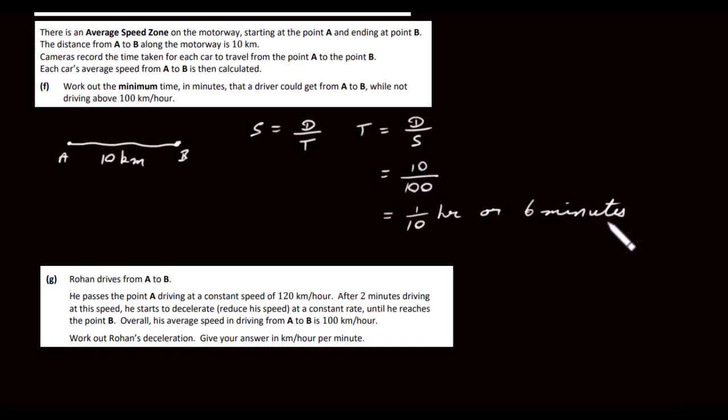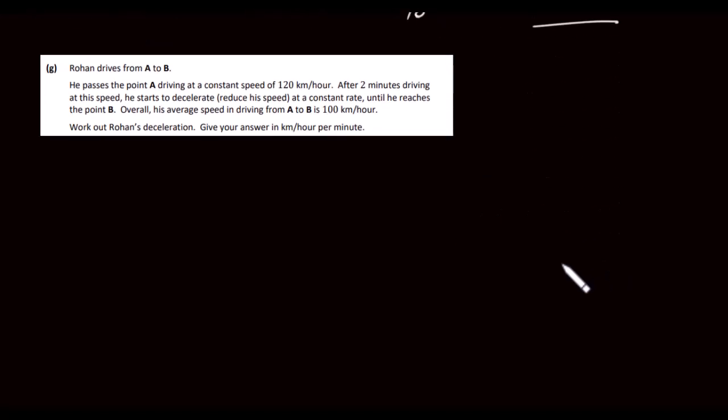Work out the minimum time in minutes. So this is our answer here, 6 minutes, that a driver could get from A to B while not driving above 100 kilometers per hour. So if it took them 5 minutes, well, that's going to be above 100 kilometers per hour. If it took them 7 minutes, well, that's going to be below 100 kilometers per hour. Okay, so that's it. Let's have a look, is this the last part? I'm not sure. Let's see.